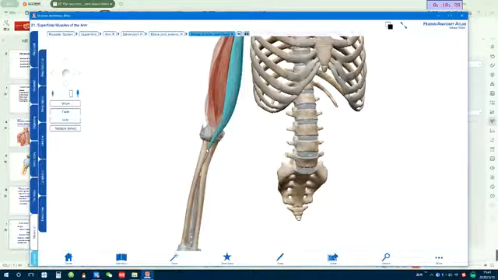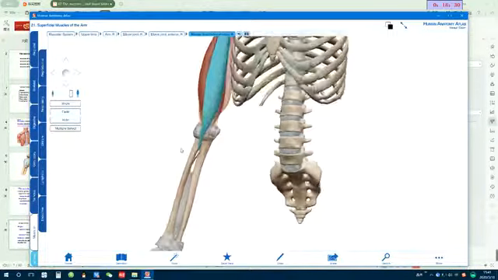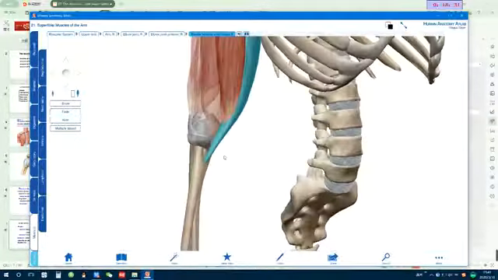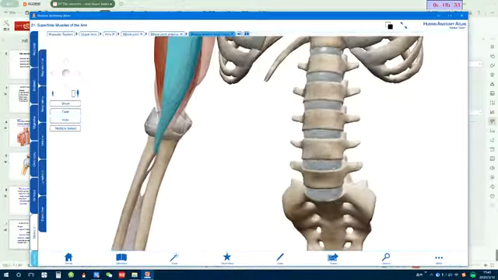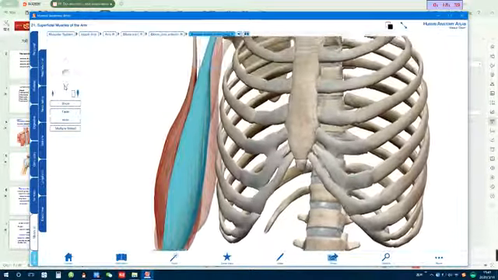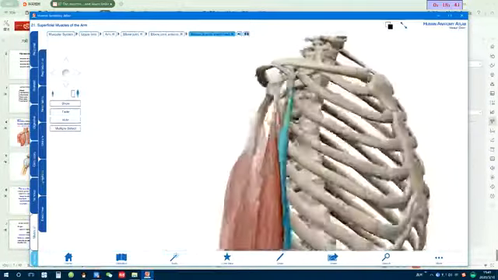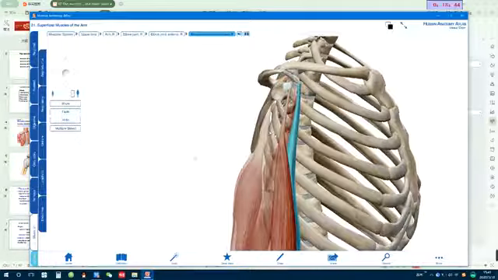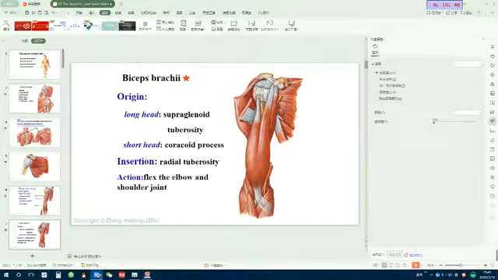Finally, we'll end it on the radial tuberosity. Radial tuberosity. Okay. So the lower portion can make elbow flexion, and the upper portion can make your shoulder flexion. Okay? It's biceps brachii.